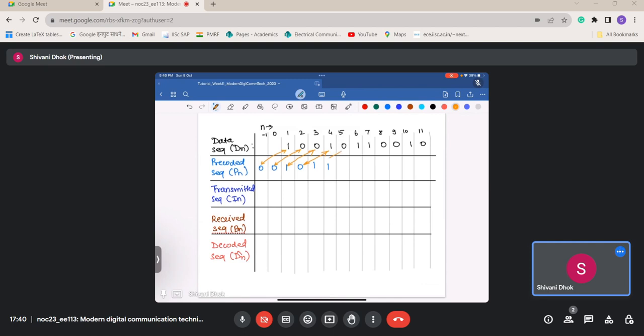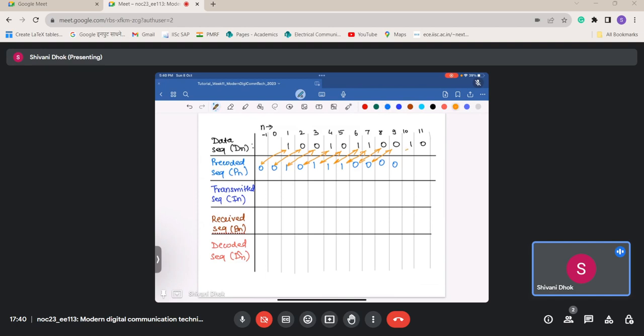Then I'll look at these two values, so 0 and 1, again I'll get a 1. Then I have 1 and 1, so XOR of 1 and 1 comes out to be 0. XOR of 1 and 1 again comes out to be 0. Then we have XOR of 0 and 0, that is also 0. Then XOR of 0 and 0, that is also 0.